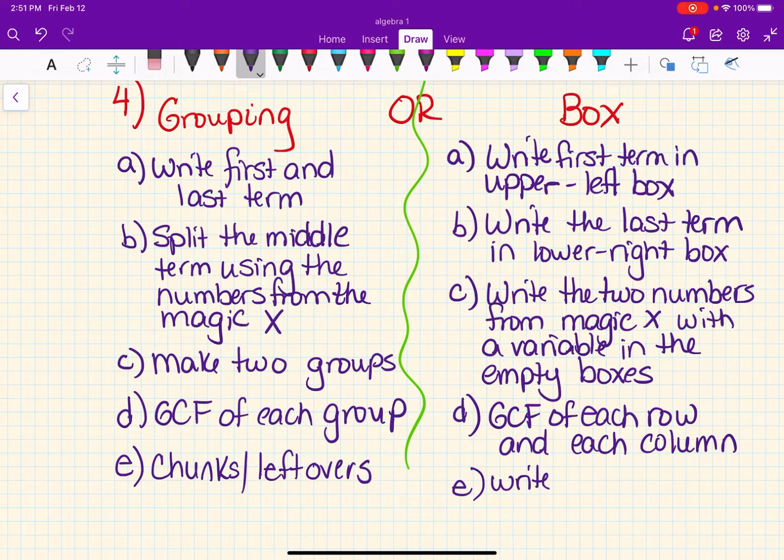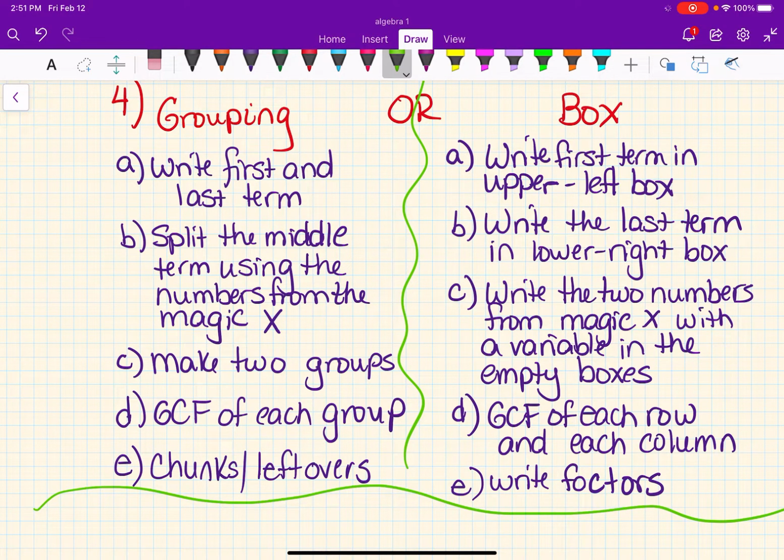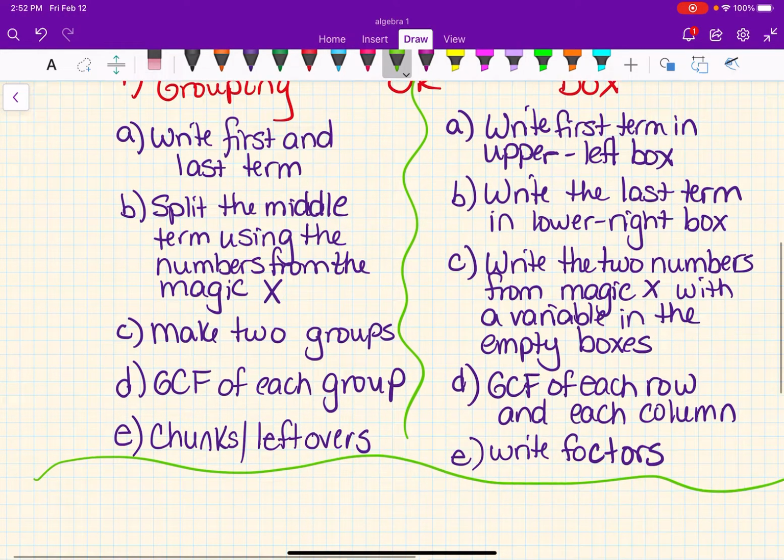And then E is to write your factors. Now, this is not going to make any sense to you until you decide which one you want to use. Okay? So maybe you wait and write this all down after you decide. But what I'm going to do is I'm going to do a bunch of problems using both examples. Now today we're only going to deal with polynomials. So we're not going to use the magic x today, because if the middle term is already split up, then we don't have to use the magic x. It's like someone did the magic x for us, and so we don't have to do that. So that's where we're going to start. So there's less steps involved, okay?